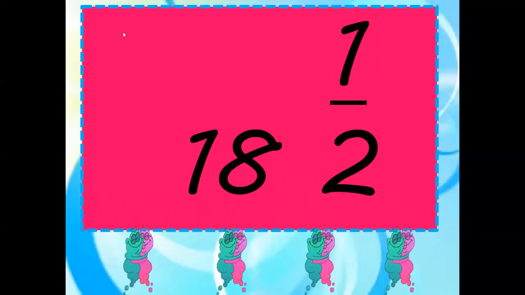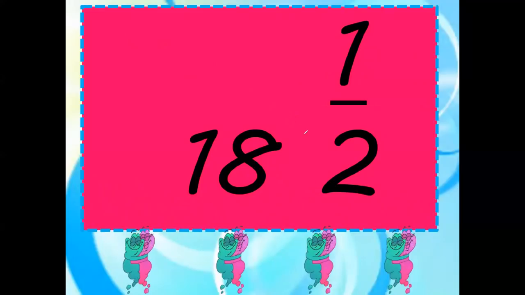Okay, how about this? 18 and 1/2. So again, multiply and add. So 18 times 2 is 36 plus 1. So you have 37. Okay? So then again, copy the denominator. So that would be 2. Okay? So that is 37 halves. So 18 and 1/2 in improper fraction is 37 halves.